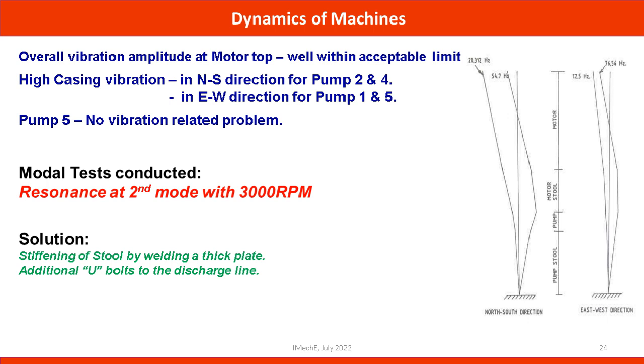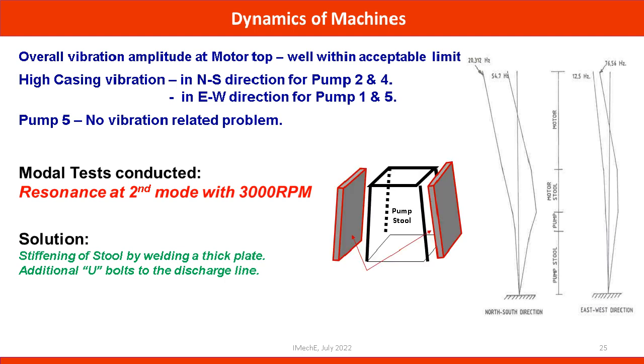Looking at the construction side and looking at the mode shape, we thought it is good to provide some kind of support at the bottom stool itself, because at the root point, if we increase the stiffness, maybe it will change the natural frequency. So we have provided stiffening to this stool by welding a thick plate and also putting some U-bolt kind of things in the discharge line to enhance the stiffness. So this is the way we have done. And after this, everything becomes normal. There is no high vibration, all within acceptable limit, and no problem found in all the five pumps since a decade.